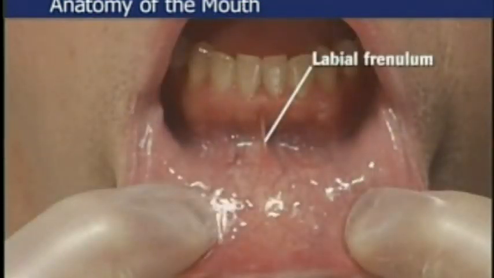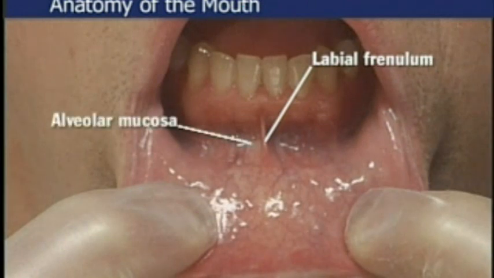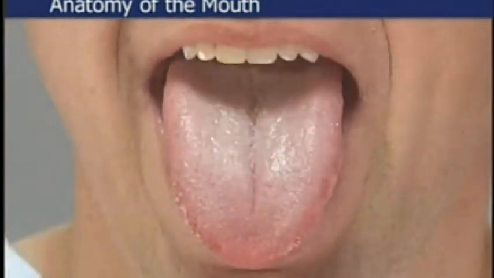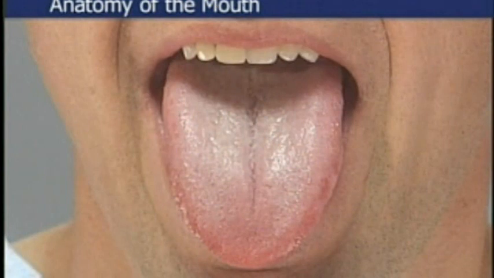A midline mucosal fold, called a labial frenulum, connects each lip with the gingiva. A shallow gingival sulcus between the gum's thin margin and each tooth is not readily visible. Adjacent to the gingiva is the alveolar mucosa, which merges with the labial mucosa of the lip. The dorsum of the tongue is covered with papillae, giving it a rough surface. Some of these papillae look like red dots, which contrast with the thin white coat that often covers the tongue.